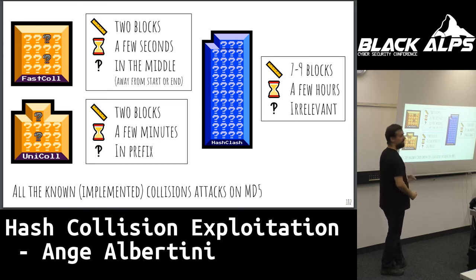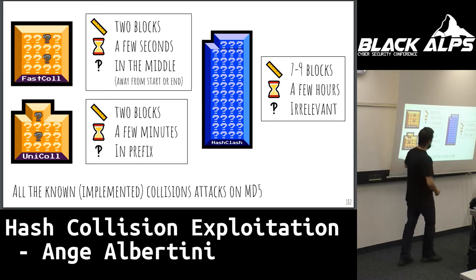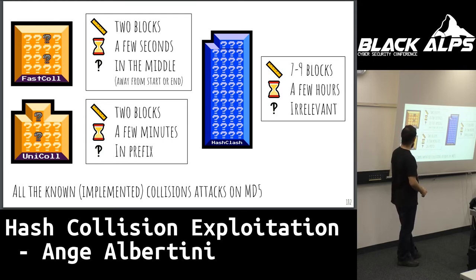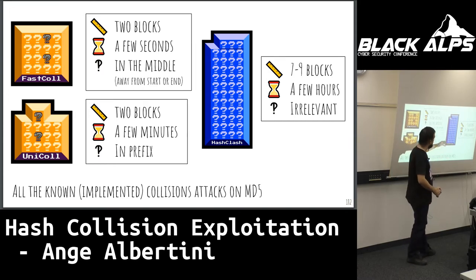There are three attacks on MD5: two identical prefix and one chosen prefix. FastColl is hard to exploit because the differences are in the middle, but it takes only a few seconds. And UniColl takes a bit more time, but has a lot more power. And then HashClash, where the differences are irrelevant, which takes a lot more blocks, but is chosen prefix, so two prefixes, whatever they are.